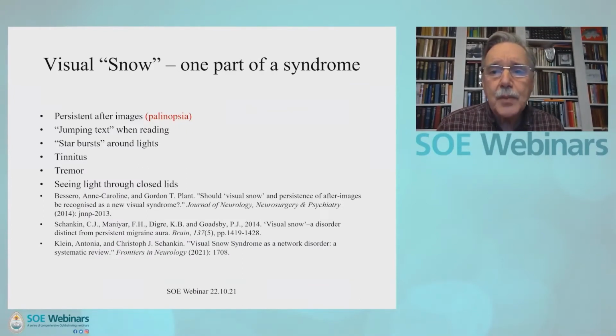Visual snow is one part of a syndrome. The patients often complain of various combinations of these other symptoms, what I call persistent after images, other people call palinopsia, jumping text when reading, starbursts around lights, tinnitus, tremor is a feature, and also seeing light through closed lids. So visual snow was put on the map in 2014 when we and others described this as a new syndrome, and there's a recent review showing where we are in the science.